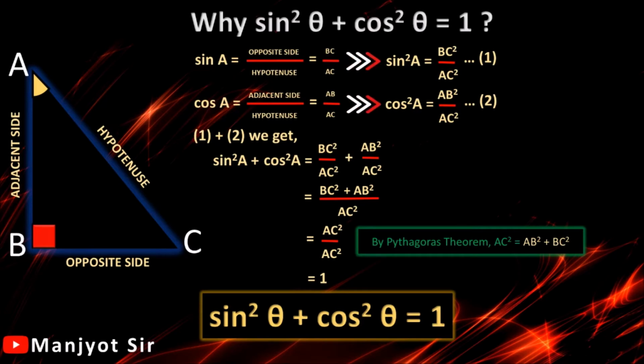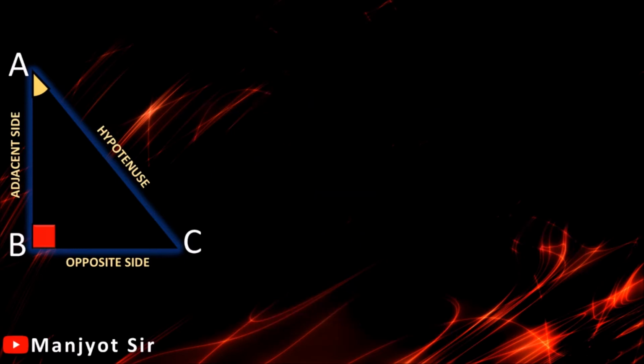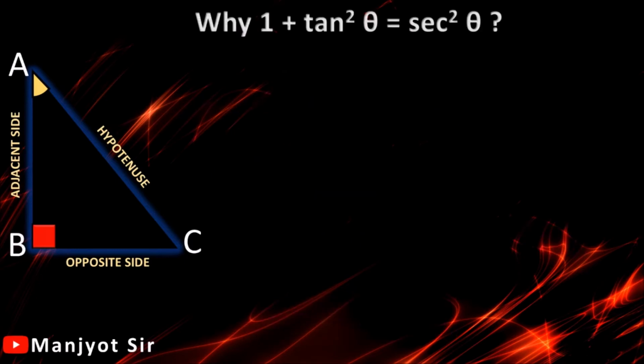Chalo, let's move ahead towards the next proof, that is the second identity, that is 1 plus tan square is equal to sec square. So similarly we'll get tan square and sec square first, and we'll try to solve and get this identity. First, that is sec A. We all know sec theta is nothing but hypotenuse upon adjacent, and here the hypotenuse is AC and the adjacent is AB. So we'll write AC upon AB.